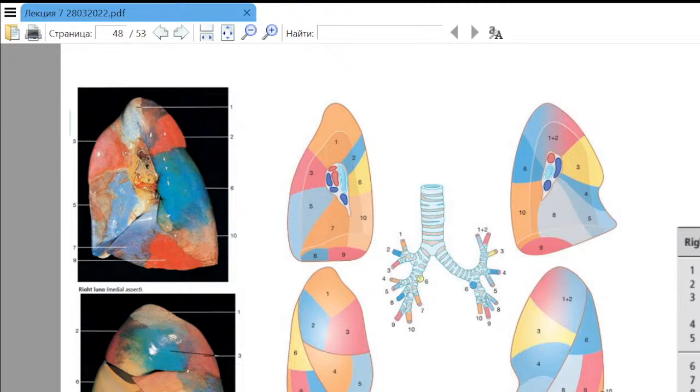For example, the bronchi. Bronchus segmentalis apicalis, the apical segment. This is bronchus segmentalis posterior, the posterior segment, and bronchus segmentalis anterior. This is the anterior segment. Together they form the upper lobe bronchus. These are the segments.